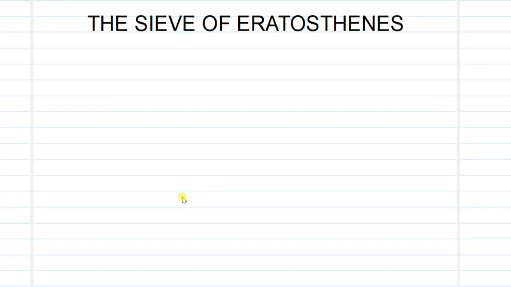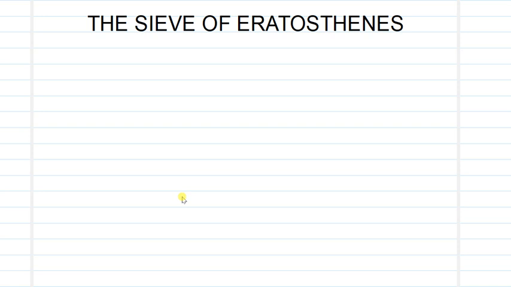Hello, this is a video about the sieve of Eratosthenes, and in this video we are going to look at how we can find the prime numbers. This method, the sieve of Eratosthenes, is used to find the prime numbers from 1 to 100 by cancelling out all the multiples of the numbers that we start with.